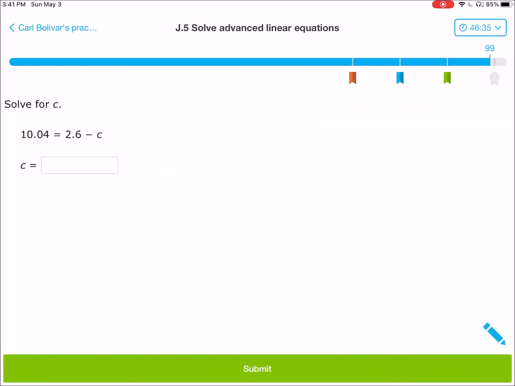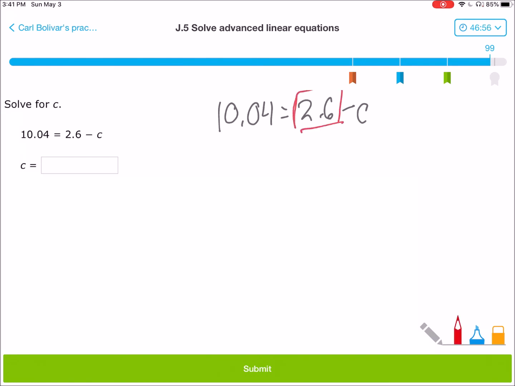One more question, guys. Okay, this one looks really easy. Okay, please pause the video and try to solve it. Okay, I'm guessing that you solved it, so let's solve this. 10.04 is equal to 2.6 minus c. So what I would do first is I would take this term and try to put it to the other side. So I would subtract 2.6 from each side.